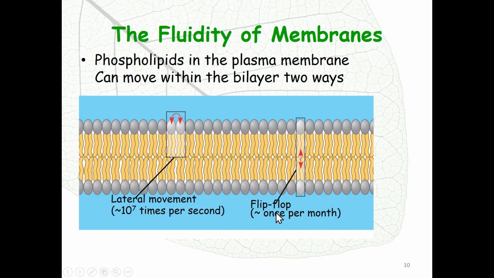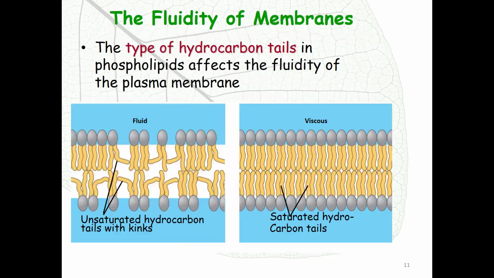Flip flop, one per month. That is once per month. That is flip flop, that is up and down. The lipid bilayer movement is rather very restricted, but the lateral movement is very frequent. This is why the structure is called a fluid structure and fluid model.